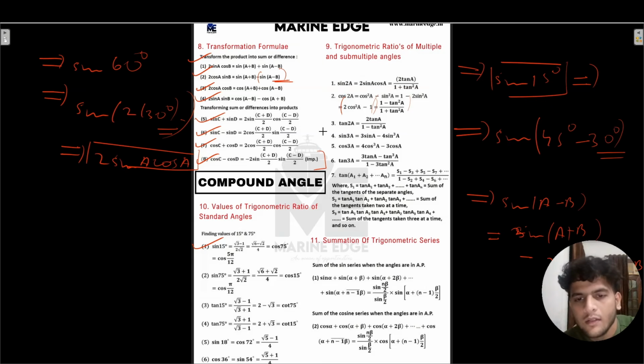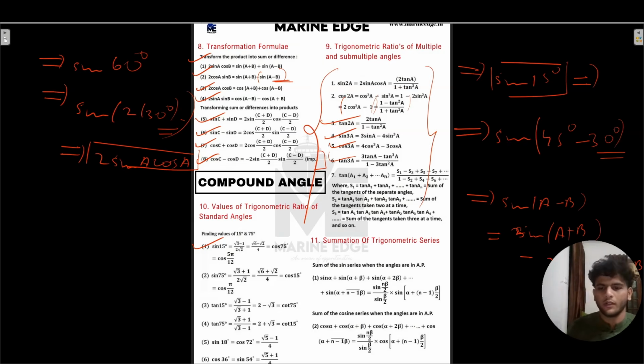sin 3A is 3 sin A minus 4 sin³A, cos 3A is 4 cos³A minus 3 cos A, and tan 3A. So this is how exactly you can resort to the double angle and triple angle properties for the trigonometric functions. Okay, so this is the sine series.